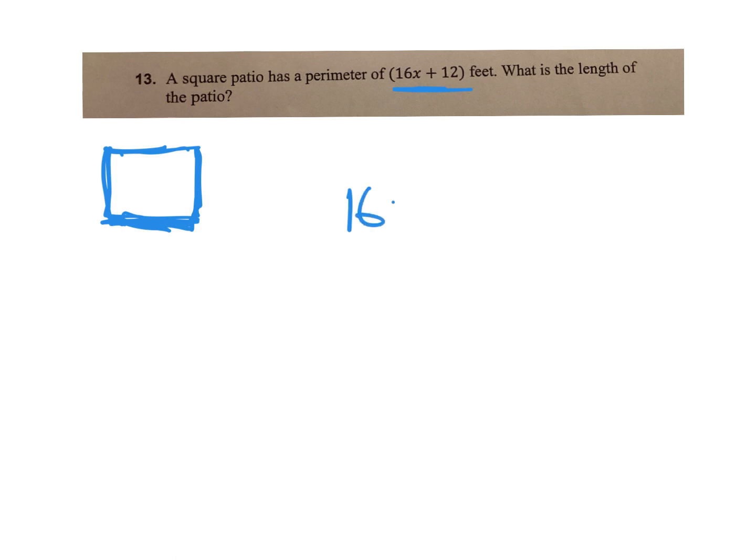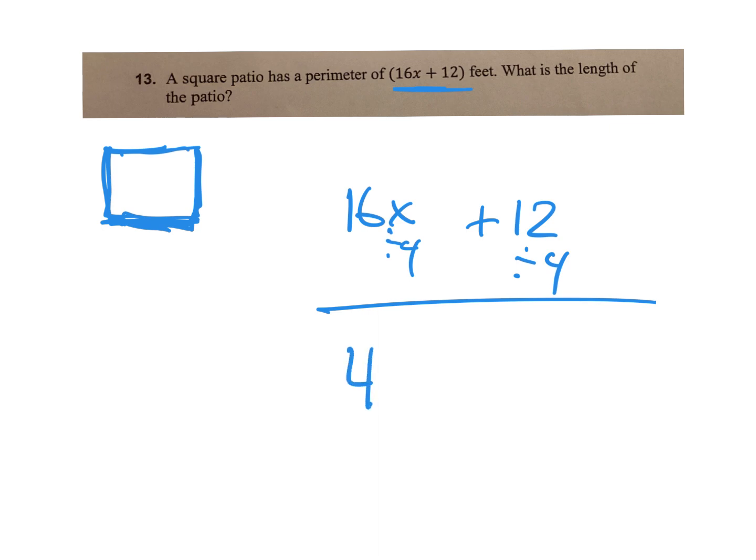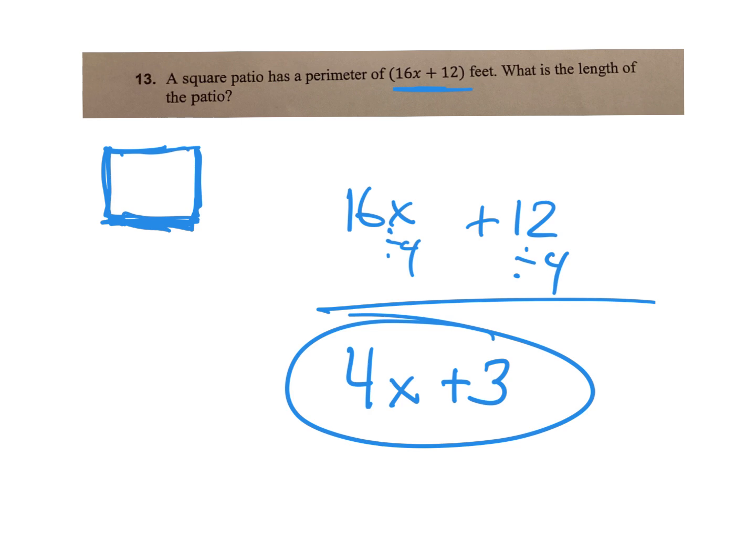So I'm going to do 16x divided by 4. And I'm going to do positive 12 divided by 4. And let's see what I get. That's going to be 4x plus 3. 4x plus 3 is your answer to one of the lengths, just one of those sides. Because if I do that times 4, that would give me 16x plus 12.